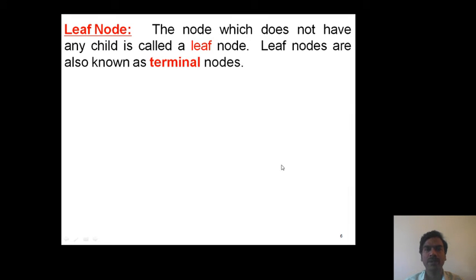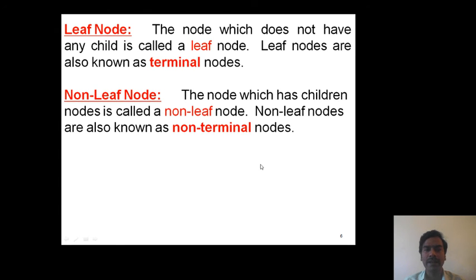Leaf node. The node which does not have any children is called a leaf node. Here leaf nodes are also known as terminal nodes, since the path is terminated at the leaf node. Non-leaf node. The node which has children nodes is called a non-leaf node. Non-leaf nodes are also known as non-terminal nodes.